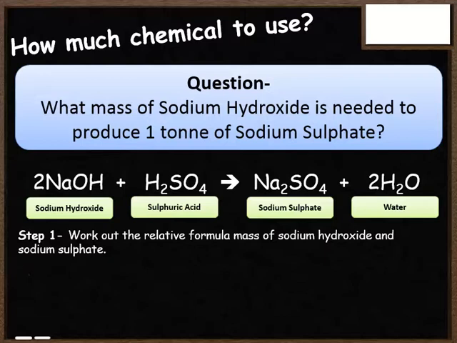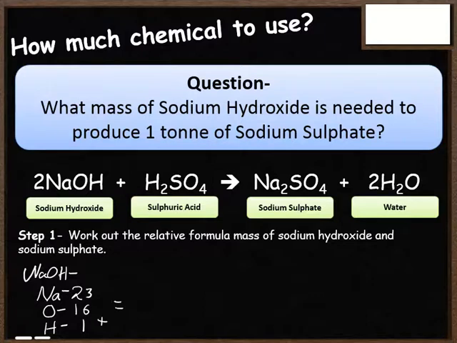So our question here is what mass of sodium hydroxide is needed to produce 1 ton of sodium sulfate? And our first step is to work out the relative formula mass of sodium hydroxide and sodium sulfate. So I'm doing sodium hydroxide first. I'm finding out the relative atomic mass of sodium, that's 23, oxygen 16, and hydrogen is 1. I add all those together to get the relative formula mass of sodium hydroxide, which is equal to 40.